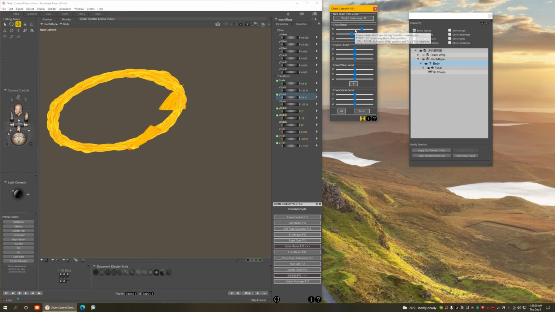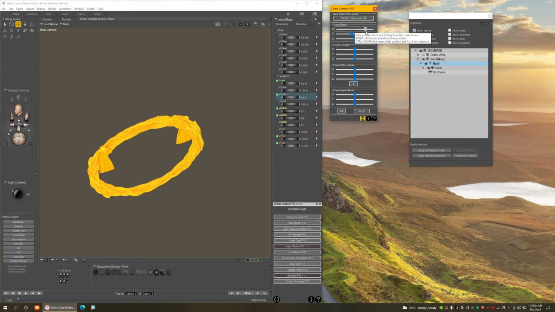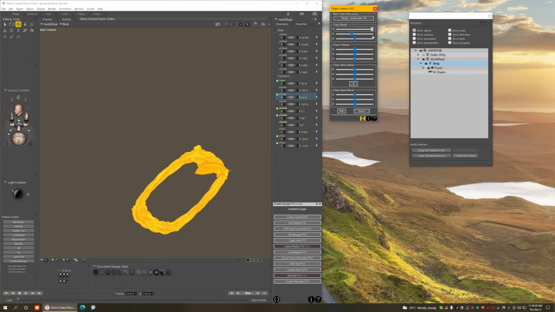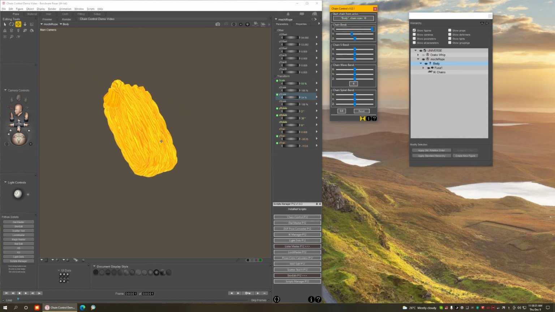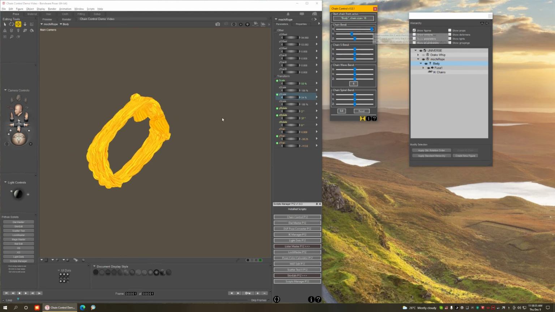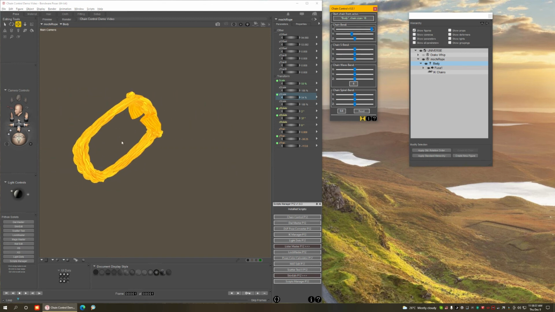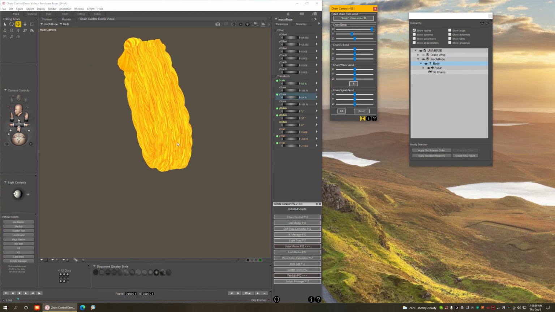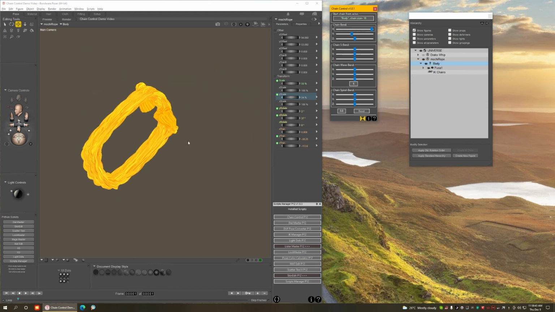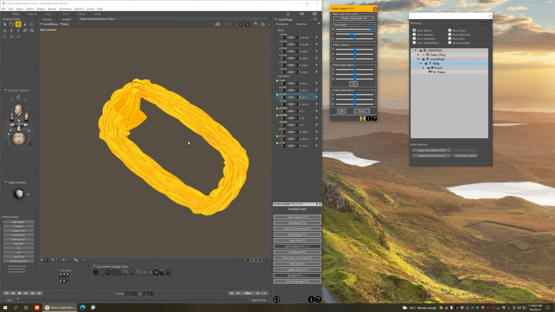And then you can keep folding it over itself. As you can see, it's already kind of reaching the limit of how many polys it has until it gets into a kind of rectangle shape. I think that's the limit of how far I can push it. But this is a pretty decent tie rope pose that you can use in your scenes to tie something up.